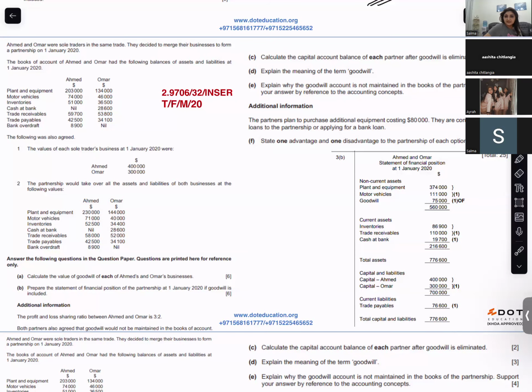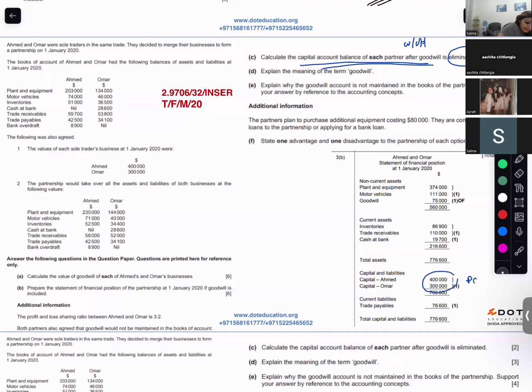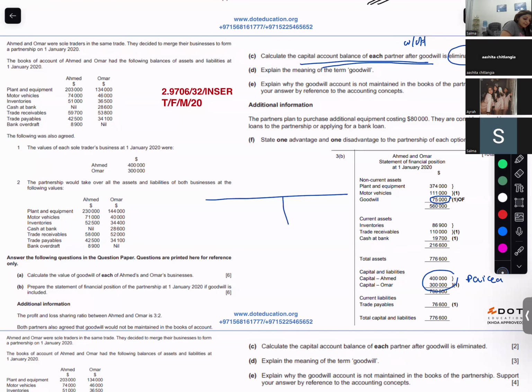So, what do you understand by the C part? C part tells you that you have to calculate the capital account of each partner after goodwill is eliminated. How would you do that? Eliminated means removed, written off. That means you have the capital account of the partners when the goodwill is already raised. Your goodwill was already raised over here. That means this is the capital account of Ahmad and Umar. How much?